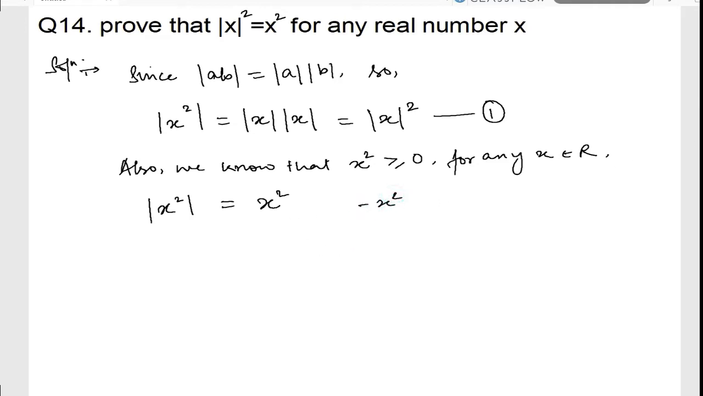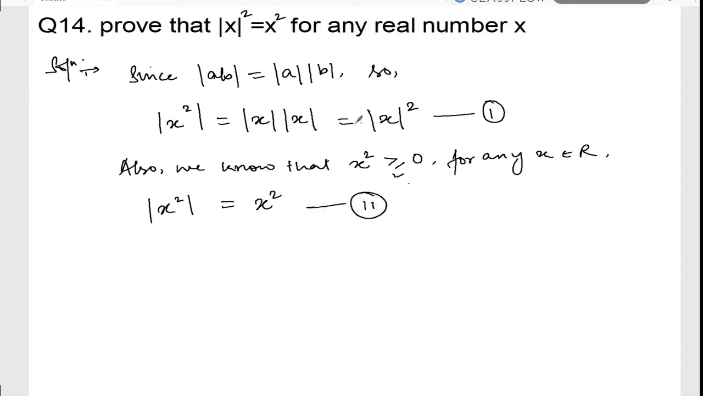Let me write it down. This could be written as two things, plus x square or minus x square. But since x square is greater than or equal to 0, minus will not be there, so we cannot write that. It will be only this one. So modulus of x square is x square. This is equation number 2.